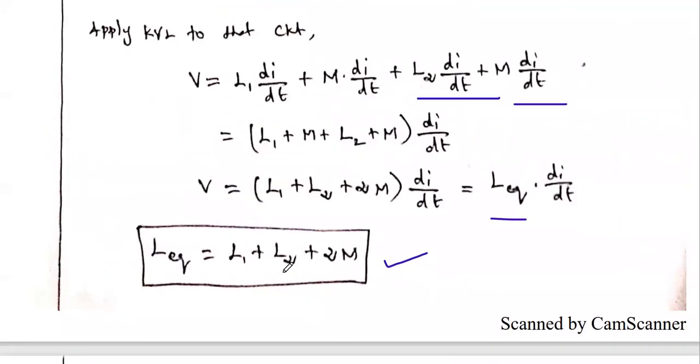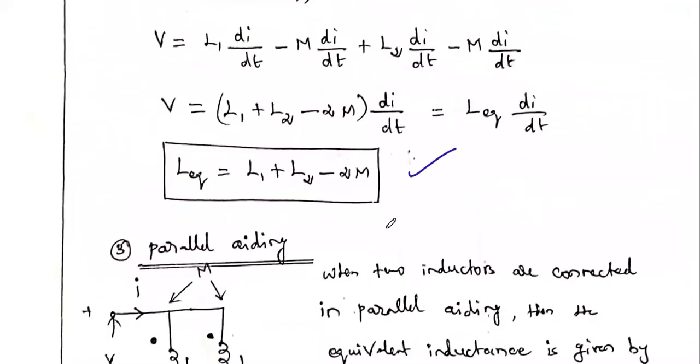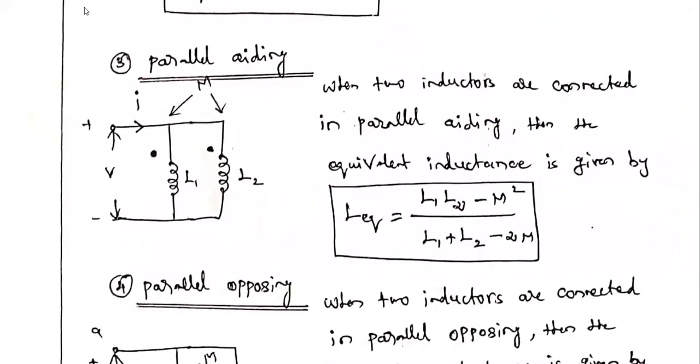For series aiding, it is L1 plus L2 plus twice the mutual inductance. Here it is L1 plus L2 minus 2M. This is the second case. And the third case is parallel aiding.